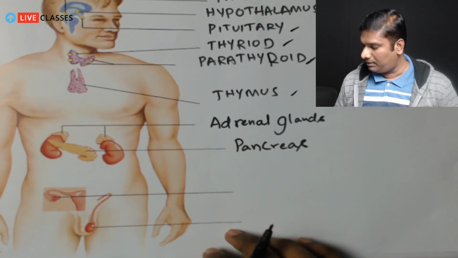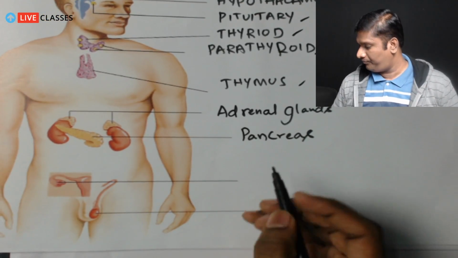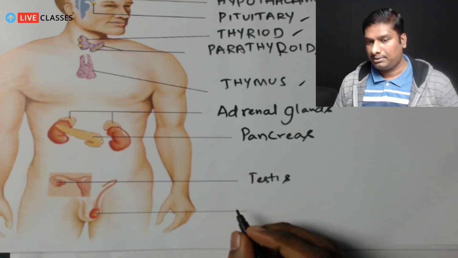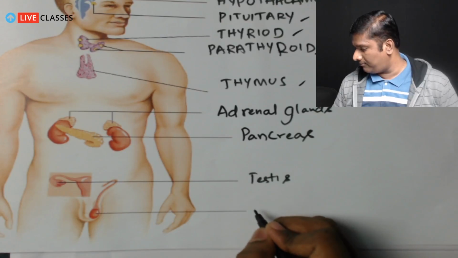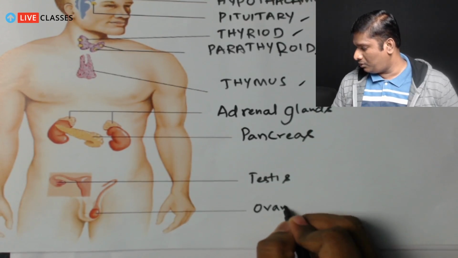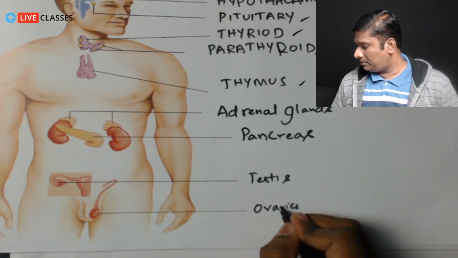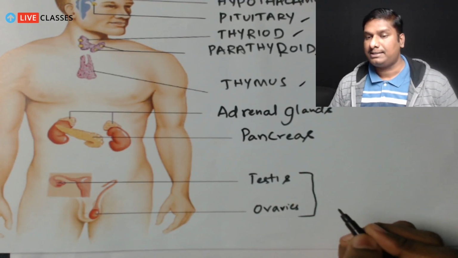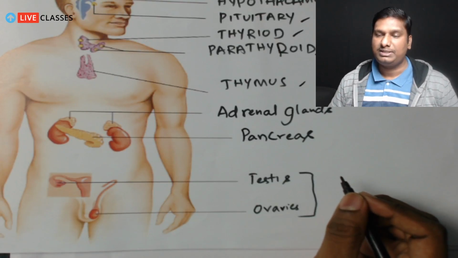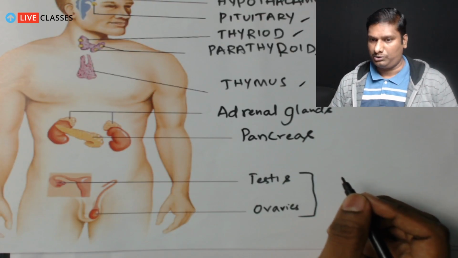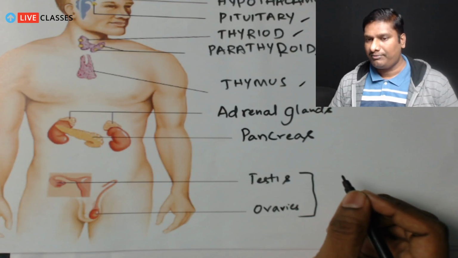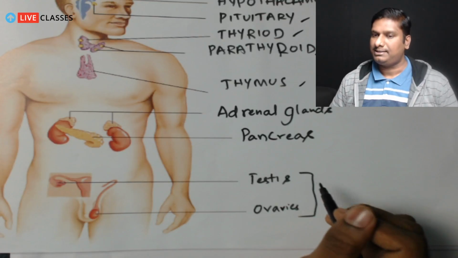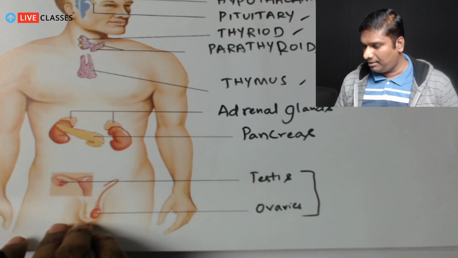So what we are left with are the testes, and in the case of females, the ovaries. These are the two glands which we'll discuss. In addition to these glands, there are certain tissues in our body which also secrete hormones, so we'll look at the various tissues which secrete the other hormones.